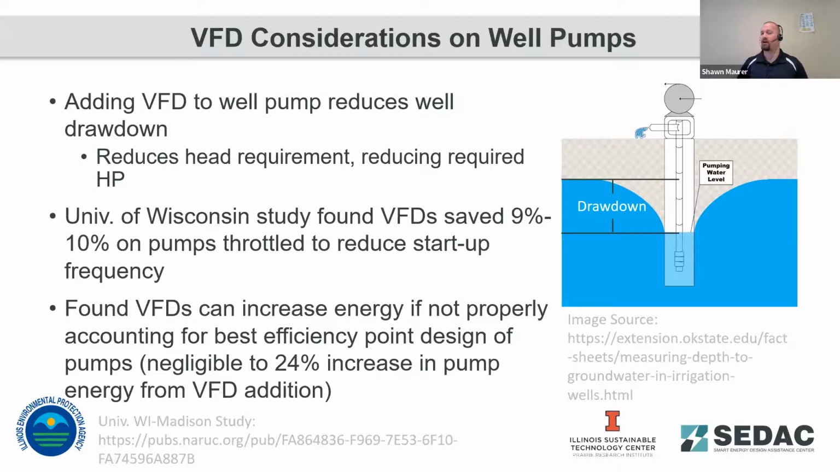Where with a typical on-off control, you're going to get that high drawdown relatively quickly. So your pump's going to increase its overall energy demand while it's in operation and then cycle off. And then when it cycles back on, it quickly achieves that drawdown head pressure again. VFD can help mitigate that. Typically, we see somewhere around 9 to 10% savings on pumps that have been throttled back to reduce how much flow they send into the process system.